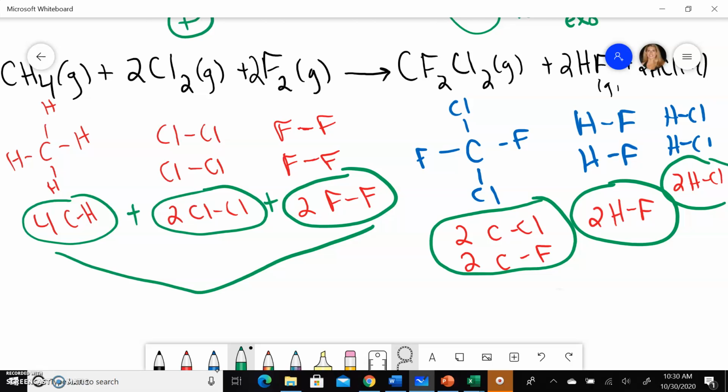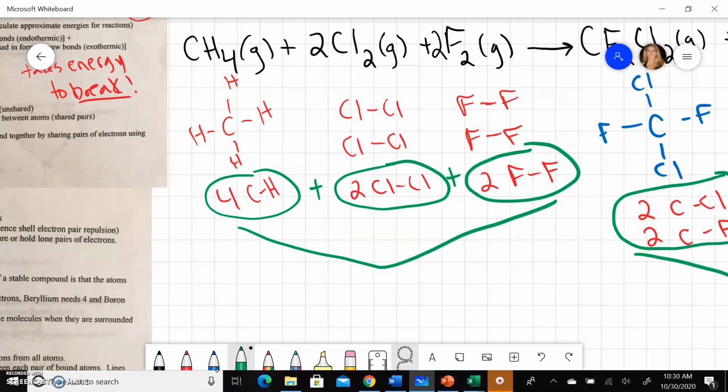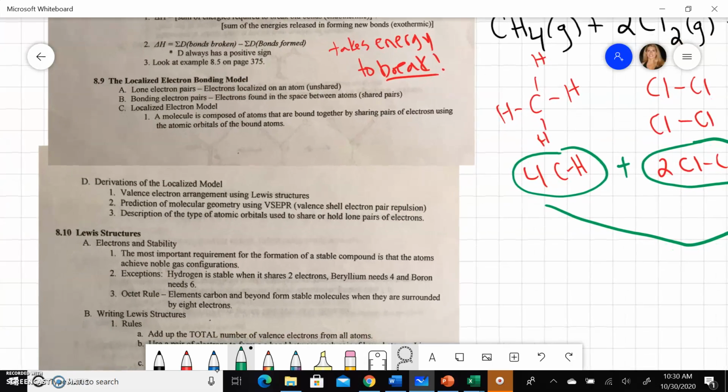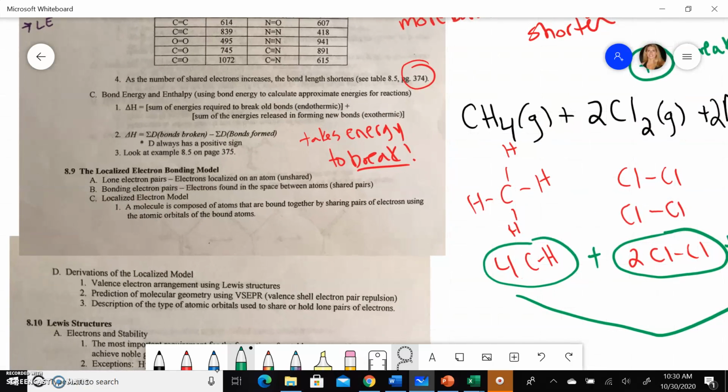Then we're going to do the same thing for the product side. So then we're going to say, okay, we need to multiply the C to Cl energy by 2, the C to F energy by 2, the HF energy by 2, and the HCl energy by 2. And then we're going to add all of those up together, and we're going to get that total amount. And then what you're going to do, over here you can see in the notes, the equation is right here.